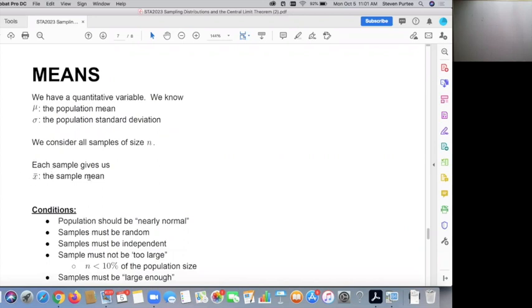X bar means sample mean. Your book uses Y bar. I use X bar because that's what your calculator uses. They mean the same thing.